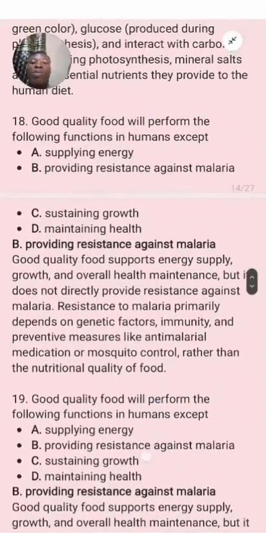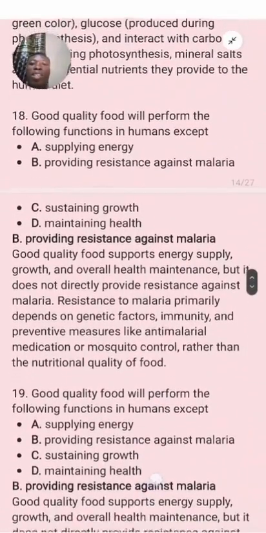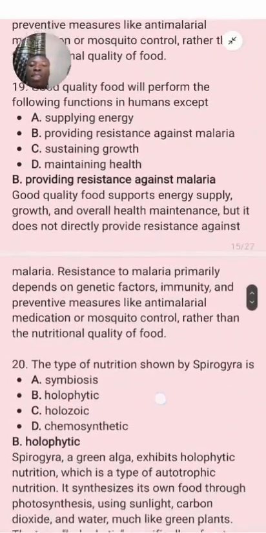Then 19, good quality food. Okay, that is a repetition, I think.